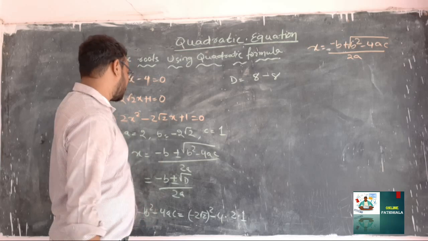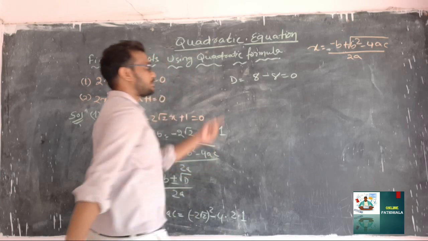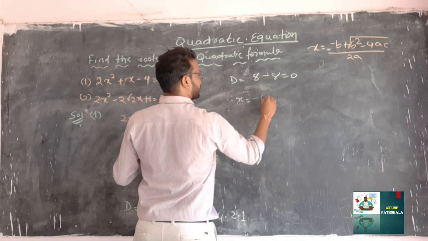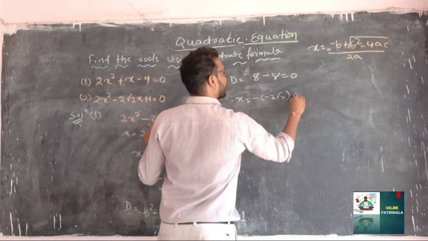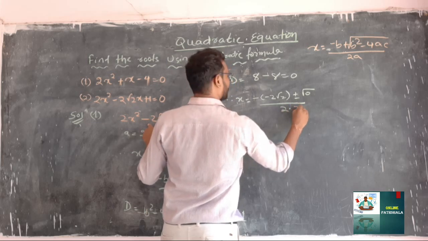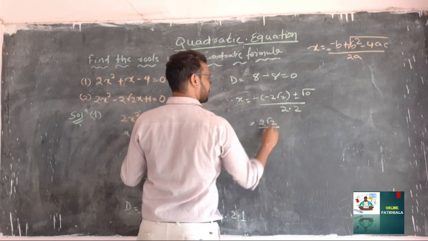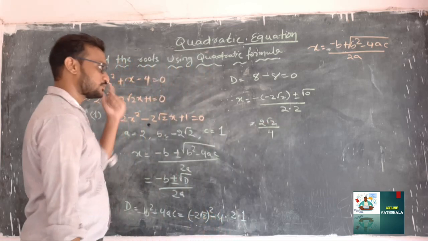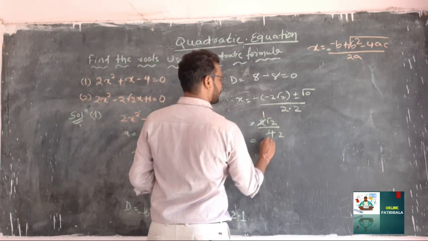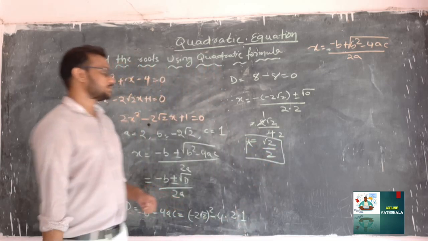8 minus 8 is equal to 0. We have got the value of D equal to 0. So we have x equal to minus b, that is minus of minus 2 root 2, plus or minus 0, over 2a, which is 2 into 2. So this is plus 2 root 2 by 4. We have got the value 2 root 2 by 4. So we can cancel out: 2 ones are 2, 2 twos are 4, so root 2 by 2. Okay, we have got the value of x as root 2 by 2.